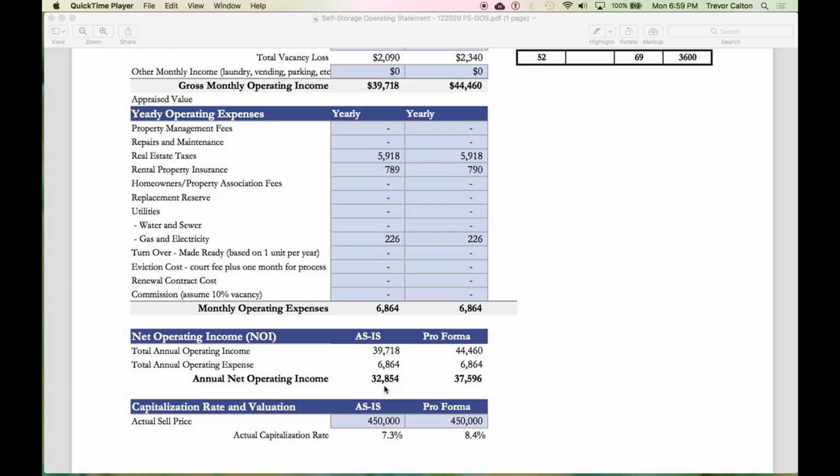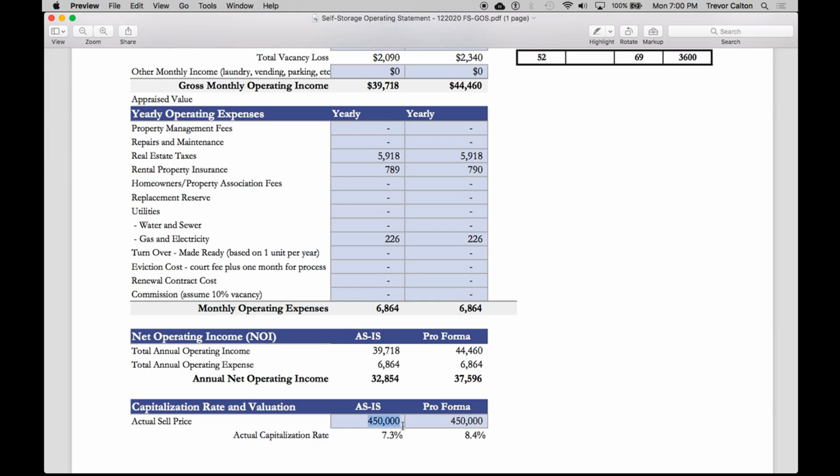And then finally, the way that they're doing this is they're taking this NOI number, 32,854, and dividing it by their asking price. Another way that sellers will come up with the number is they'll figure out what their NOI is, or what they're saying it is, and then they'll find out what cap rate other similar properties have been selling at. And that's the proper way to do it. You take your actual NOI, divide it by the comparable cap rate, and then you get your value.